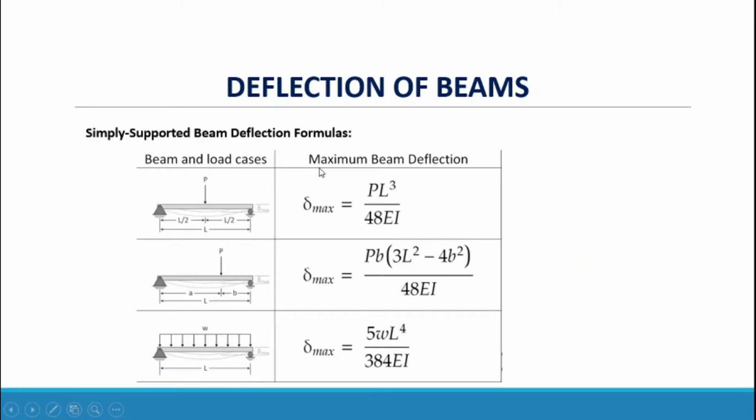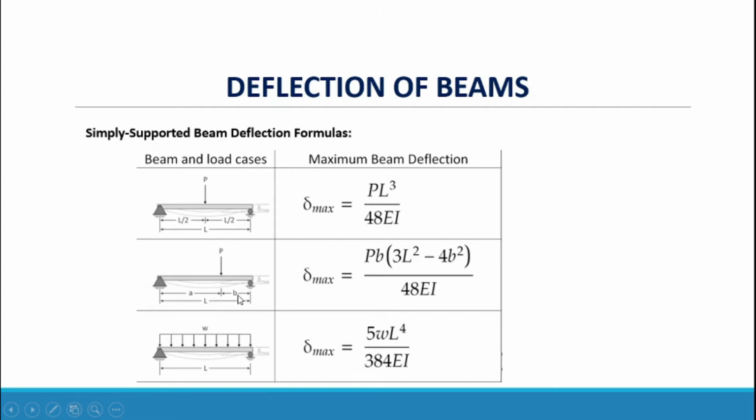So we have here the beam deflection formulas for a simply supported beam. So we have load case. We have a concentrated load P at the center of the beam, which is L over 2 at the right and L over 2 at the left support. And the maximum deflection is equal to PL cubed all over 48 EI.